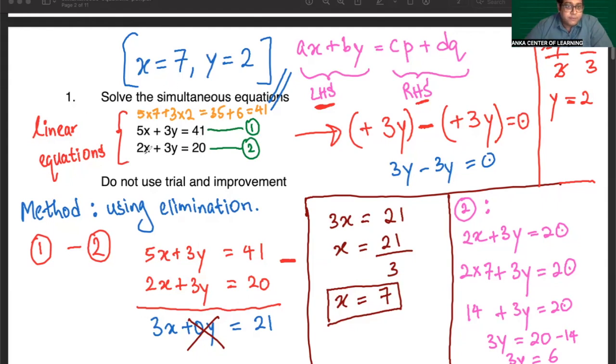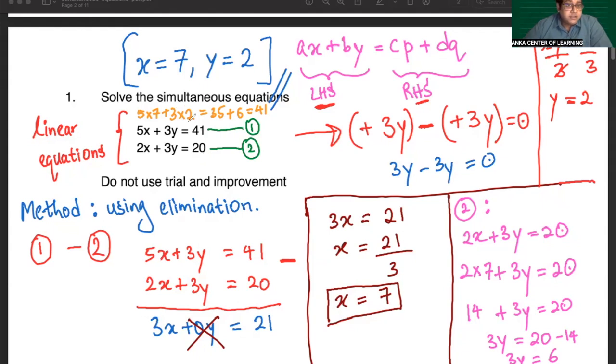2 times 7 would be 14. 14 plus 3 times 2, which is 6, would be 14 plus 6, equal to 20. So as you can see, both equations are well balanced. If you consider this on a graph, what does this mean?